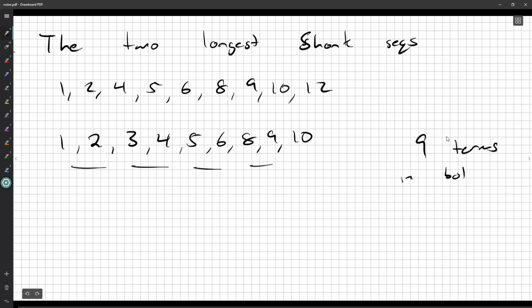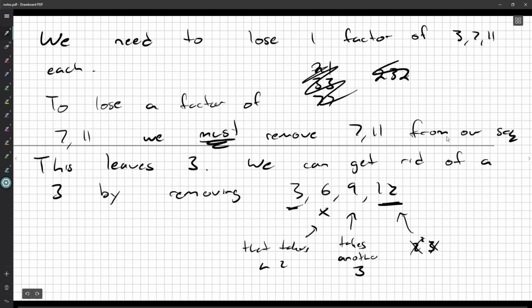9 terms in both. Okay? Not only have I given the examples they asked for, I've explained my answer. It is 9 terms in both, and I've explained why you can't lose any more. You have to lose the 7 and 11. So already you're down to, at most, a length 10 sequence, but you do have to lose a factor of 3. And at worst, you would lose 1 number for that factor of 3. Okay. So there we go, on to D part.